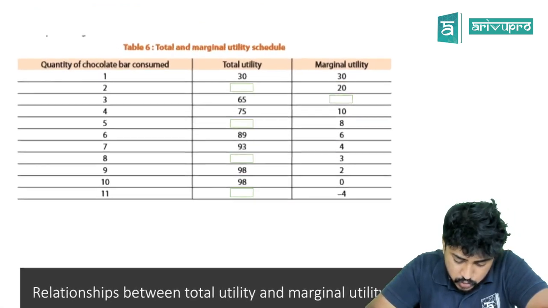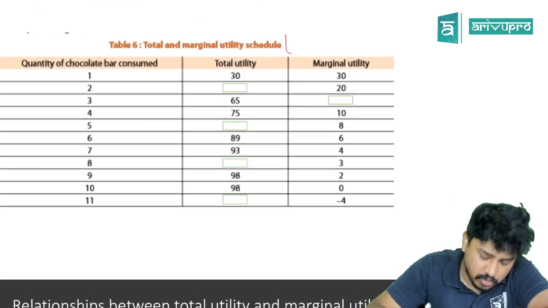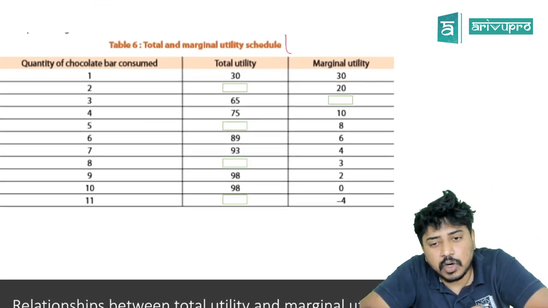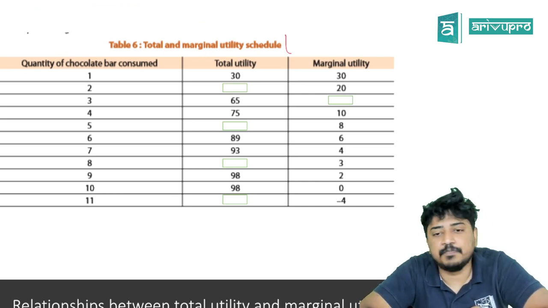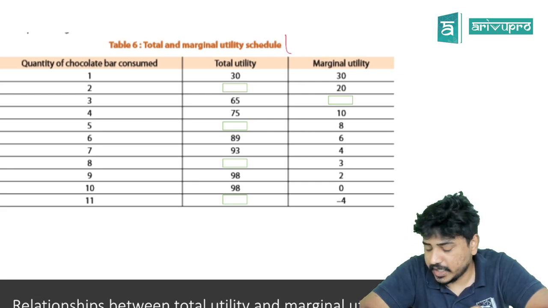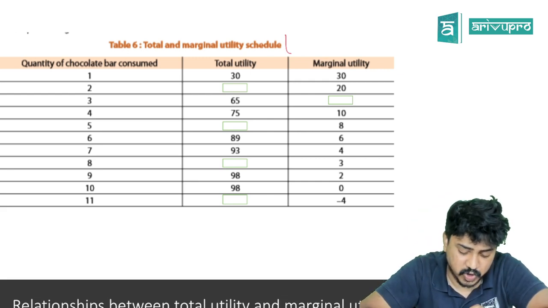I want you to do this particular sum. Just do it quickly. What should be the total utility and marginal utility? I want you guys to do this particular sum so that we are all in.